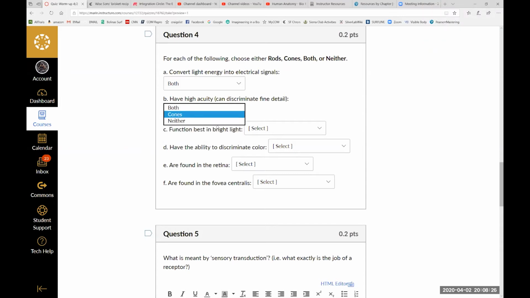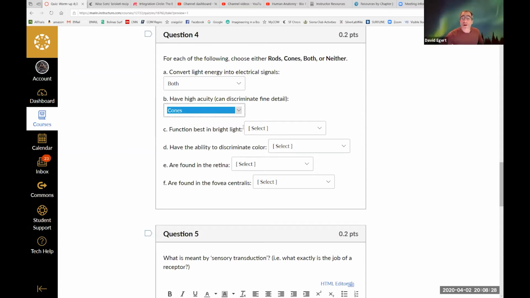High acuity. Cones. It's going to be cones. Cones are the ones that are in the fovea and that can discern fine detail, whereas rods will tell you there's something there or not, but you can't really tell the details of it. You know there's a book in front of your face, but you can't read the writing in it.